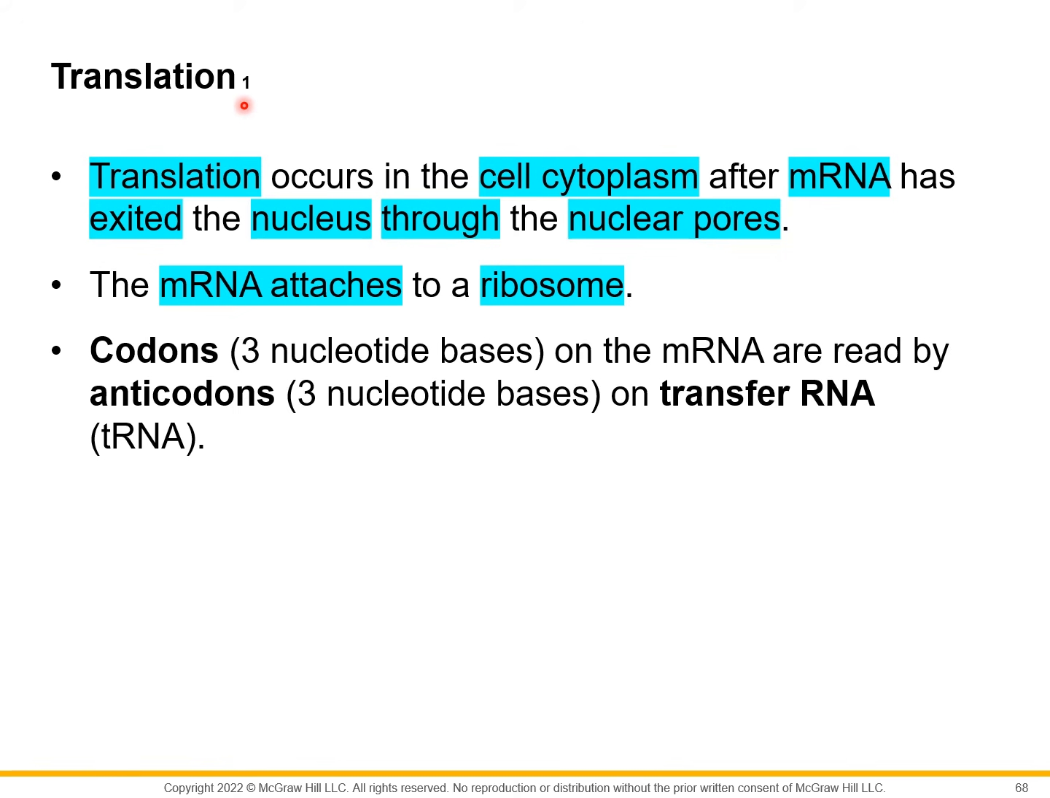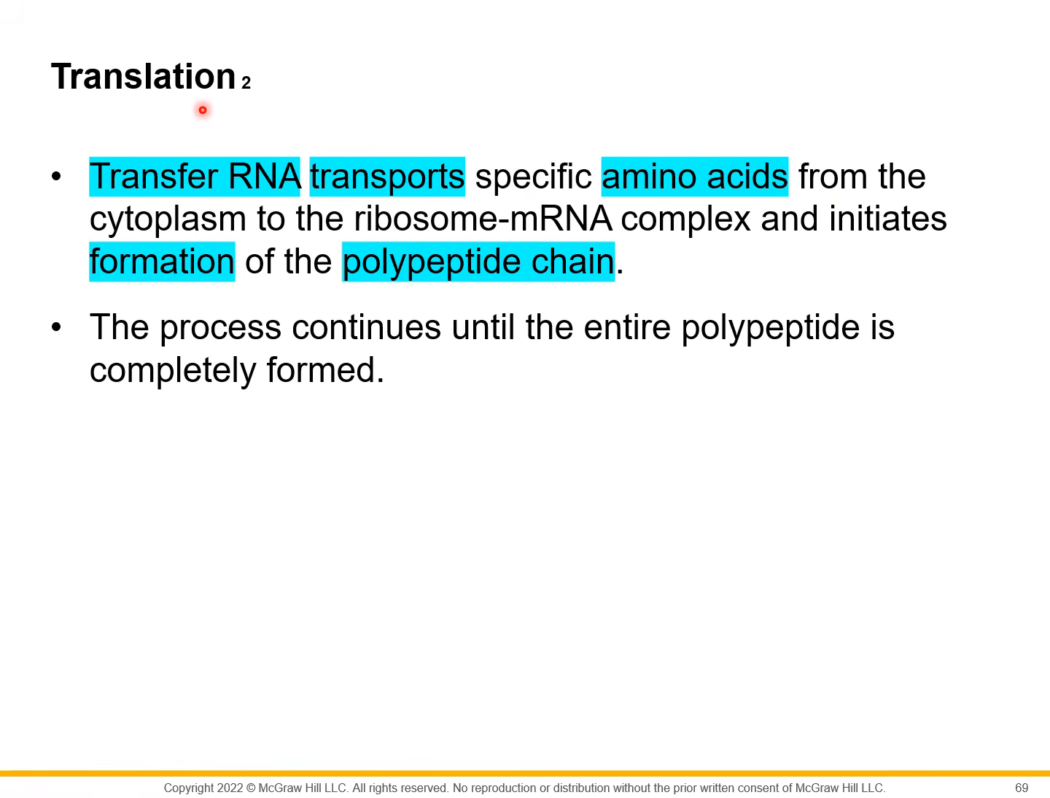So translation occurs in the cell cytoplasm. All right, i-recap natin. Transcription happens in the nucleus. Translation would now happen in the cytoplasm. So this is after the messenger RNA has exited the nucleus through the nuclear pores. So now the messenger RNA would attach to a ribosome. Aside from that, we would now also have what is known as a tRNA, or a transfer RNA. So as the name implies, it could transport specific amino acids to create a polypeptide chain.